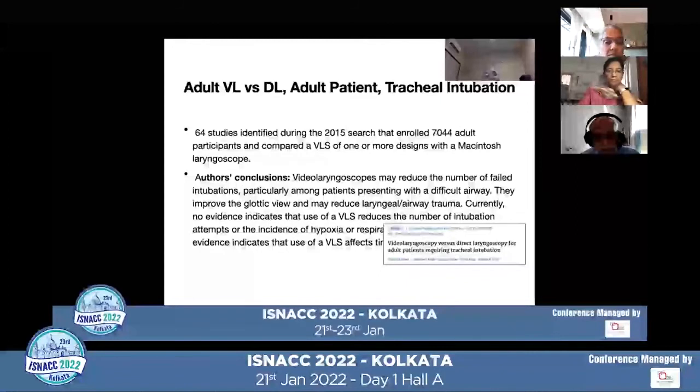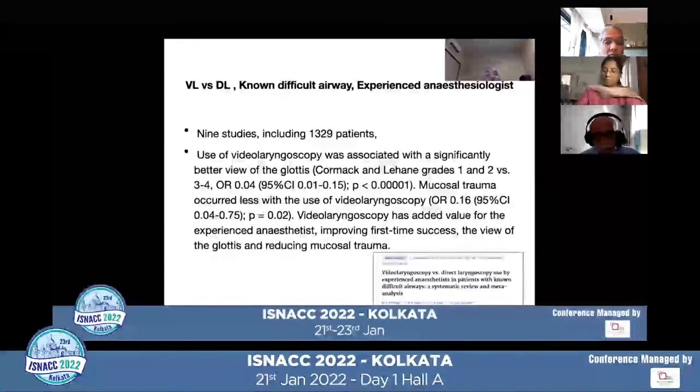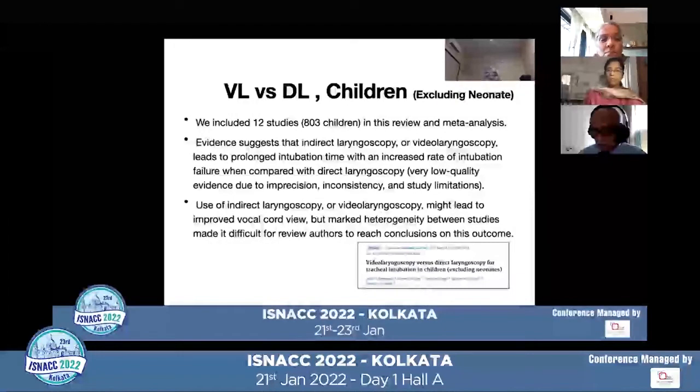So in adult patients, VL versus DL, if there is a difficulty, it is going to have a definite role. Again, video laryngoscopy versus direct laryngoscopy, known difficulty for the experienced anesthesiologist: in a study including 1,329 patients, use of video laryngoscopy was associated with a significantly better view, less mucosal trauma, and it has definitely added value for experienced anesthetists, improving first pass success and the view of the glottis and reducing mucosal trauma.